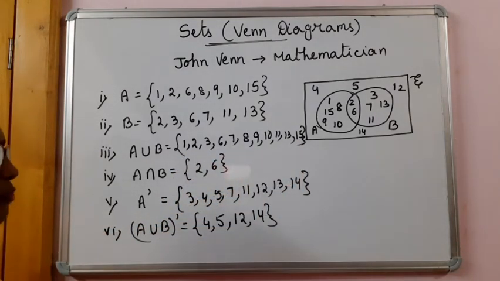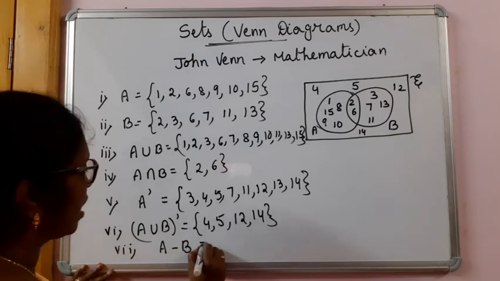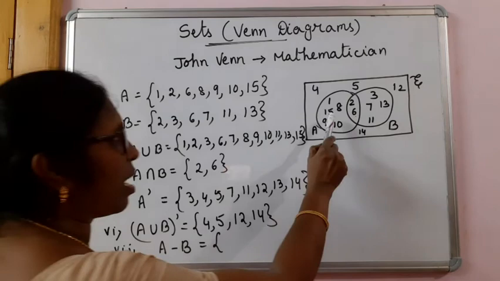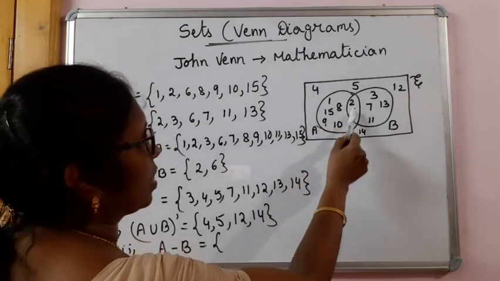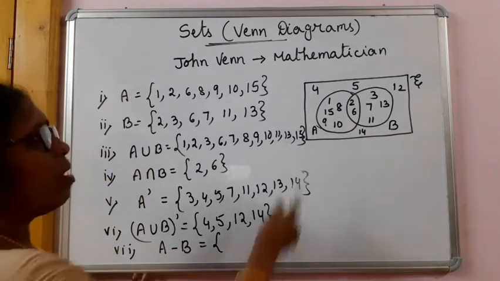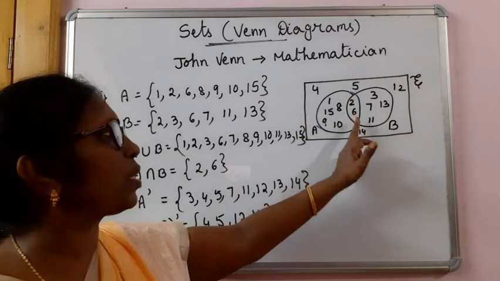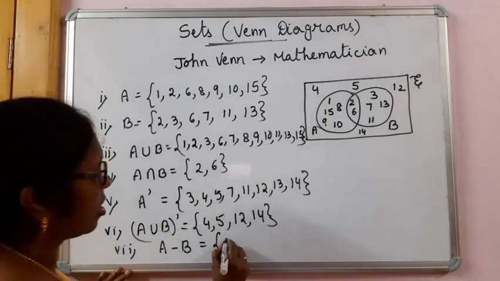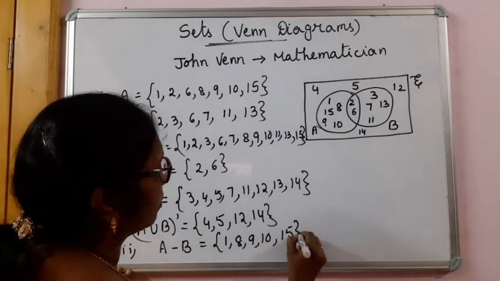Now let me find one more, that is how to find A minus B, the difference of two sets A and B. A minus B means the elements which are in A but not in B. Now we saw in A, 1, 2, 6, 8, 9, 10, 15 are there. But 2, 6 are in B also. So in A minus B, leaving 2, 6 from A, the remaining elements we have to write. That is 1, 8, 9, 10, 15.